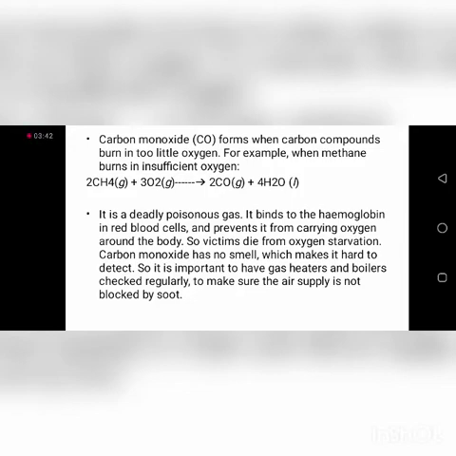It is a deadly poisonous gas. Carbon 2 oxide is more poisonous than carbon 4 oxide. It binds to hemoglobin in red blood cells and prevents it from carrying oxygen around the body, so victims die from oxygen starvation. Carbon monoxide has no smell, which makes it hard to detect. So it is important to have gas heaters and boilers checked regularly to make sure that the air supply is not blocked by soot.